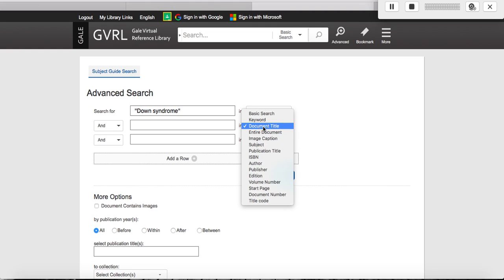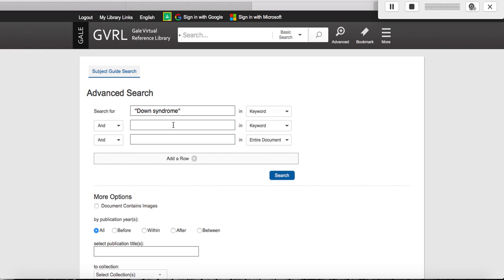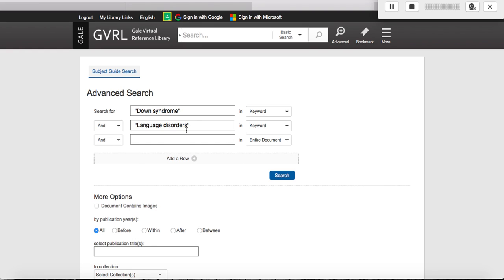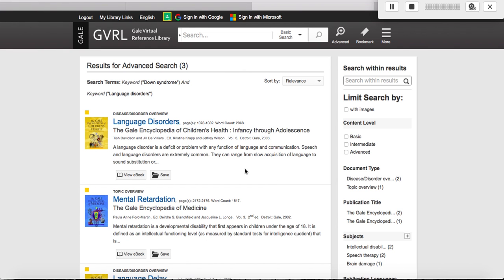And I also want to look up the keyword language disorders. We're going to do language disorders as well. We're going to search that.